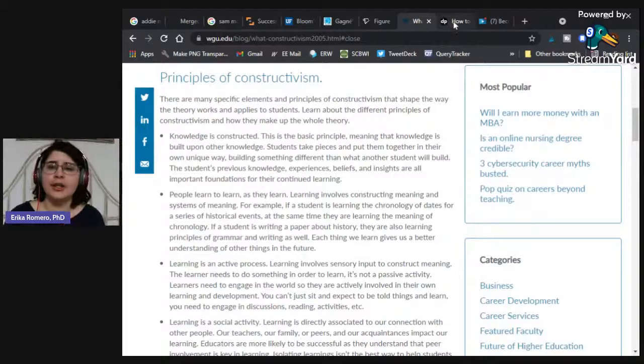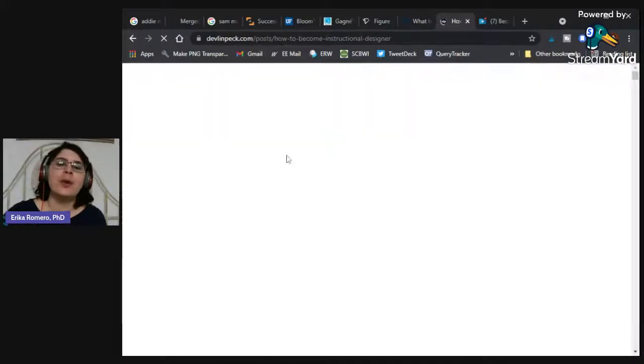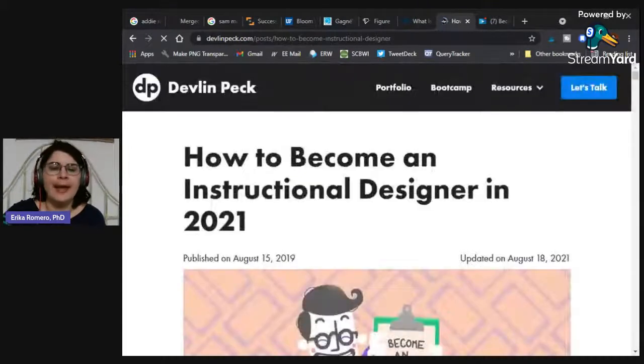Okay, so I'm going to shift here because we're already over 20 minutes in. So this particular man, Addi Peck, I highly recommend looking at his stuff if you want to become an ID, right? So up to this point, it's how you apply it to your college classroom. But if you're here because you want to become an instructional designer, his website is fantastic. I've been using it a lot myself.